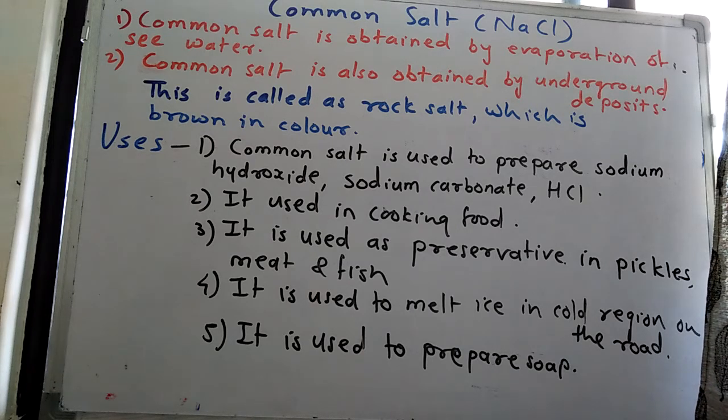Then common salt is used as a preservative for preserving pickles, meat and fish for a longer time. And common salt is also used to melt ice in colder areas. If ice is there on the road, then that ice can be melted by using common salt. And common salt is also used for the preparation of soap. So these are some uses of common salt.